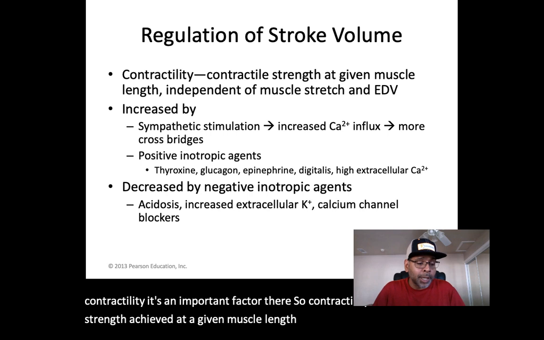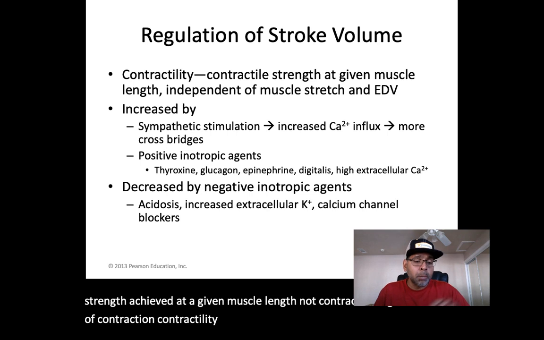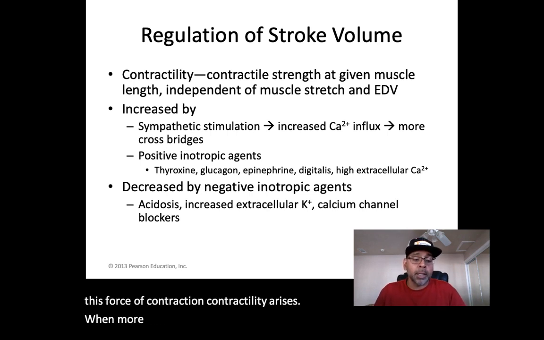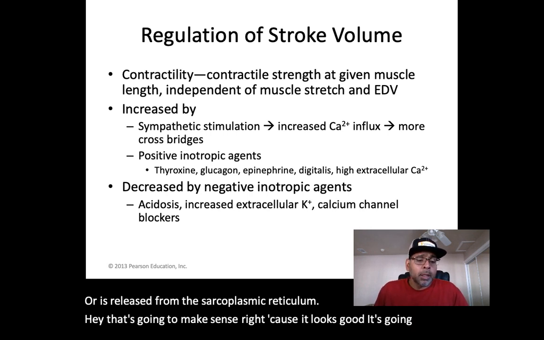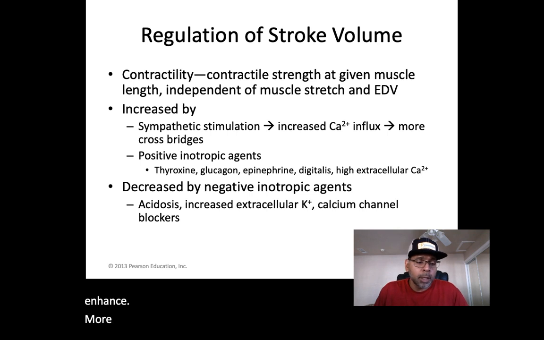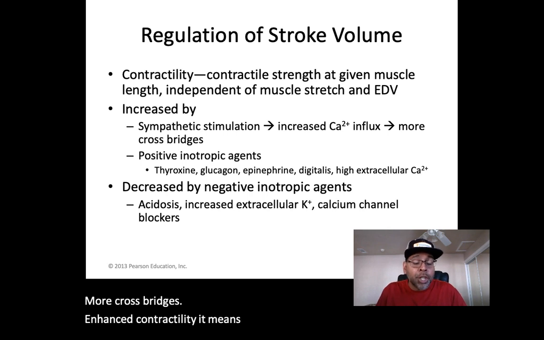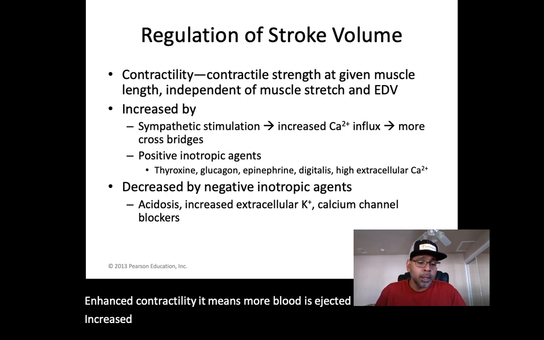Now, contractility. This force of contraction arises when more calcium enters the cell or is released from the sarcoplasmic reticulum. That's going to make sense, right? Because then what's it going to do? It's going to enhance more cross bridges. Enhanced contractility means more blood is ejected from the heart. Increased sympathetic stimulation increases contractility.